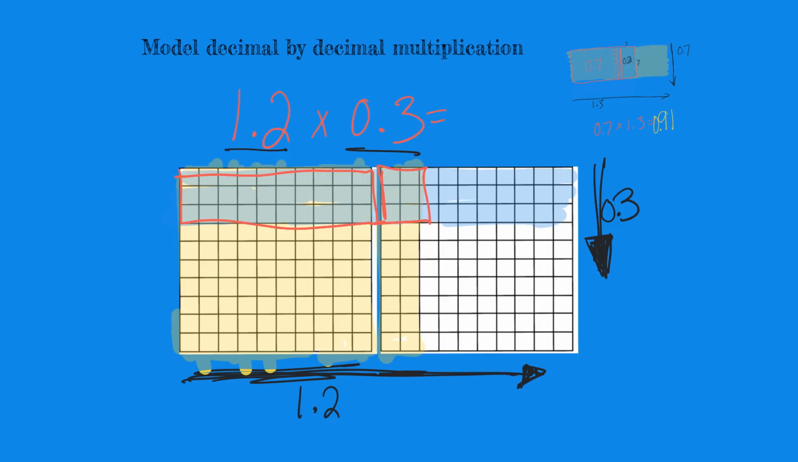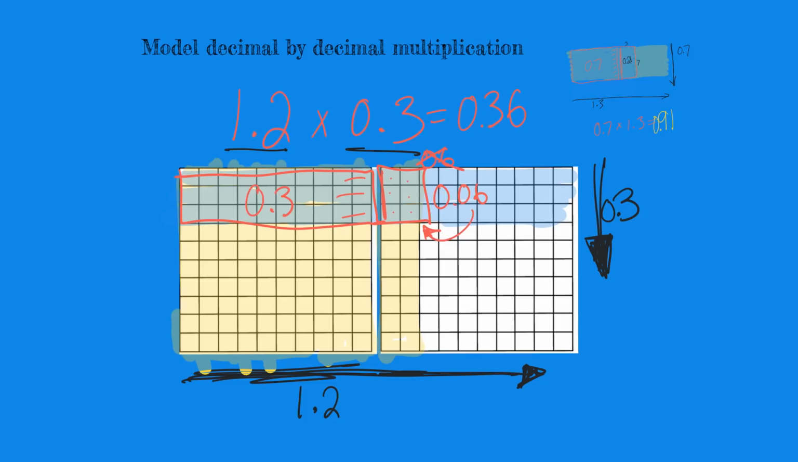So if I look here, I've got 1, 2, 3 whole tenths here. And I have 1, 2, 3, 4, 5, 6 hundredths. Not 6 tenths. 6 hundredths in this area here. So I combine that. I have 3 tenths and 6 hundredths. So if we take a look, 1 and 2 tenths times 3 tenths is 36 hundredths.